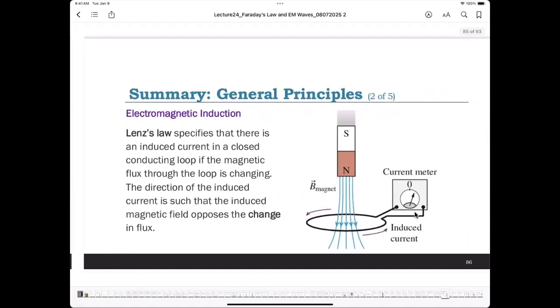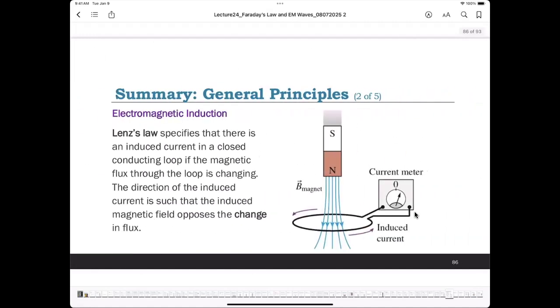Okay. And then we talk about Lenz's law. We use Lenz's law to find the current direction. Lenz's law specifies that there is an induced current in a closed conducting loop if the magnetic flux through the loop is changing. The direction of the induced current is such that the induced magnetic field opposes the change in flux.